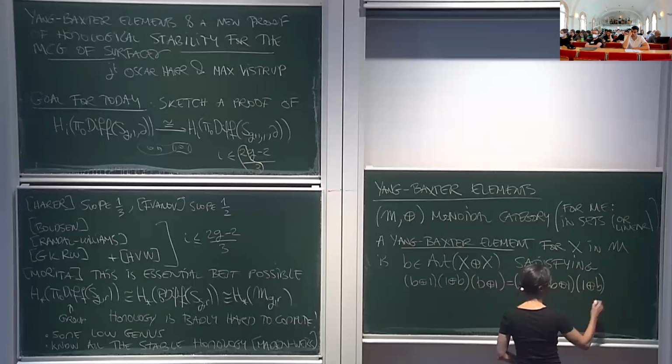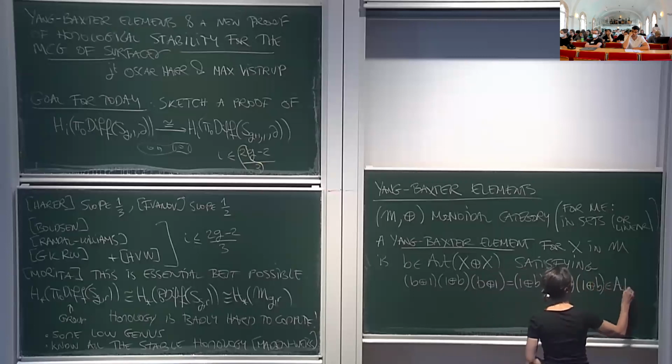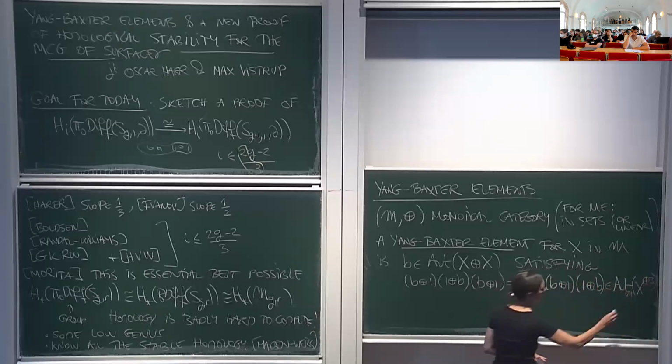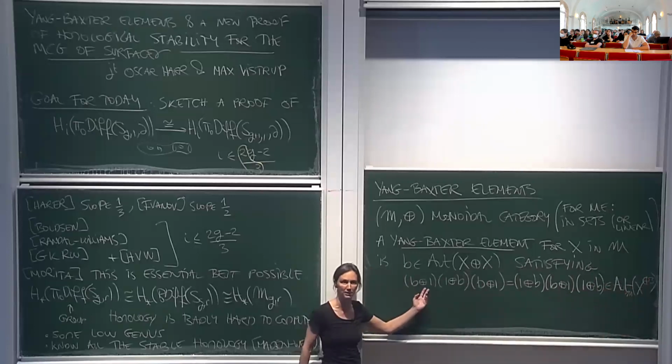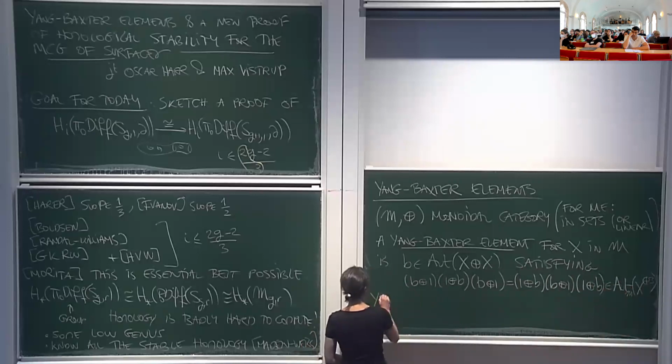This is an equation happening in the automorphism group of X, three copies, in M. So I have an automorphism of two copies of X, and I add the identity either on the left or on the right. This is called the Yang-Baxter equation, or the braid equation or relation.